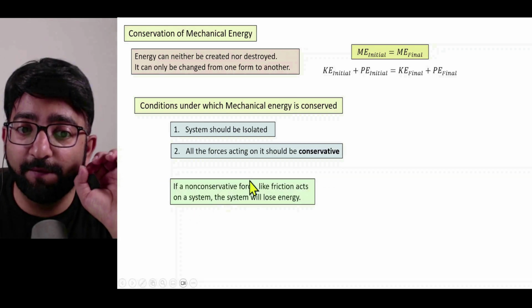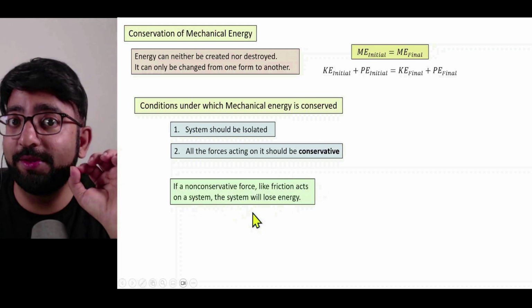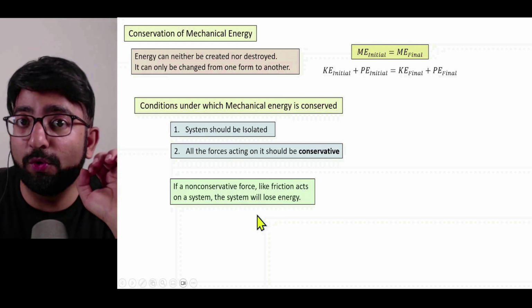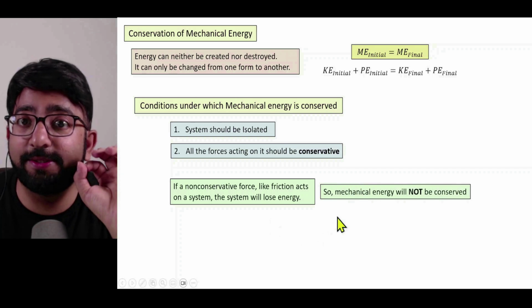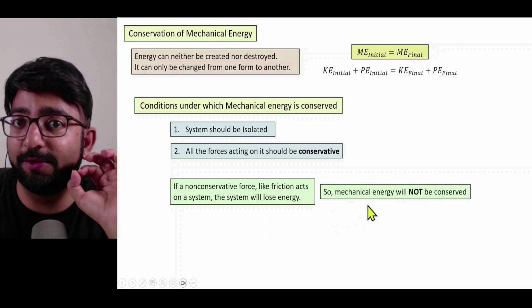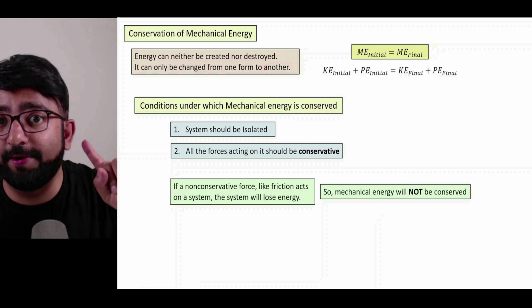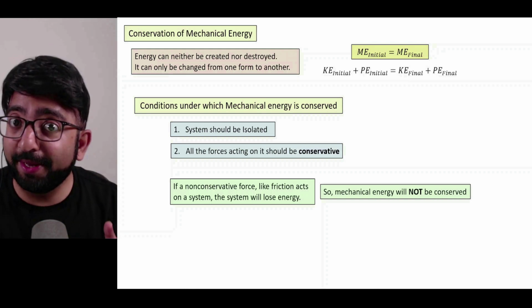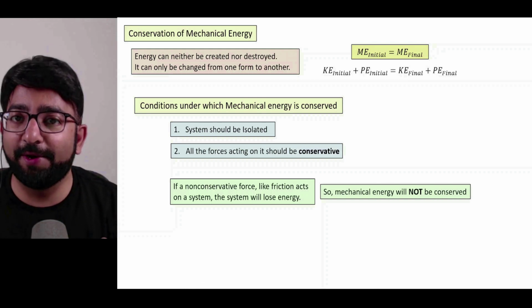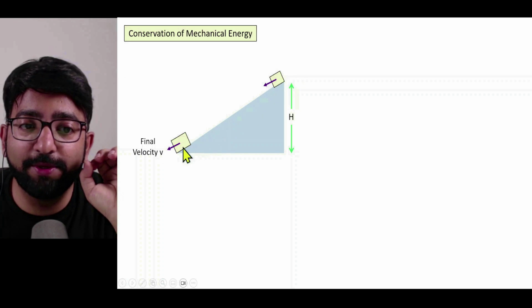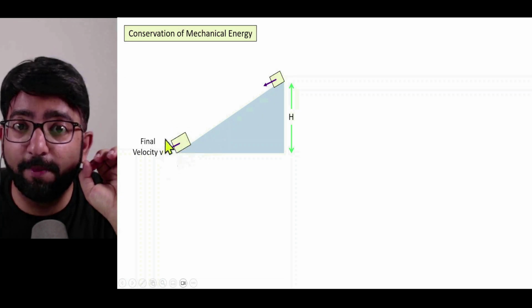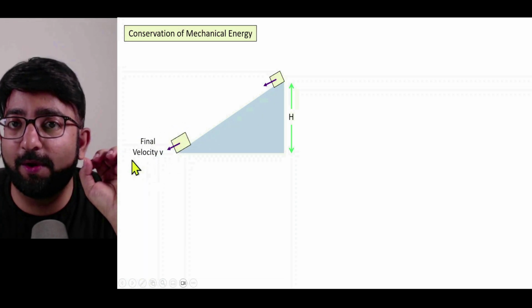If a non-conservative force like friction acts on the system, it is going to lose energy, for example in the form of thermal energy. So in that case, mechanical energy will not be conserved. So while solving questions, we need to be careful about the presence or absence of non-conservative forces. Again, consider we have a block which is kept on an inclined plane and it is sliding down this incline and finally reaching the bottom of the incline at the final velocity v.